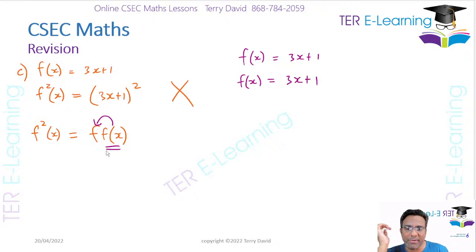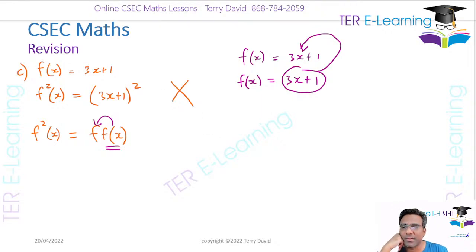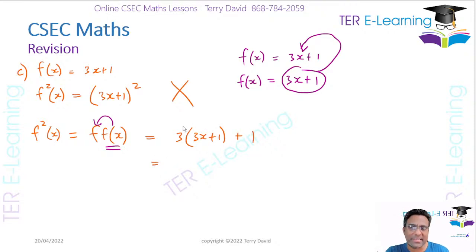So if you want to find f of f, you're going to take the function f and plug it as x into the second function. So f of f is simply going to be 3, open brackets, 3x plus 1, close brackets, plus 1. If I simplify this, 3 multiplied by 3x is going to give me 9x. Then 3 multiplied by 1 is 3, plus 1. And you're going to get 9x plus 4. So that's my function f squared of x.